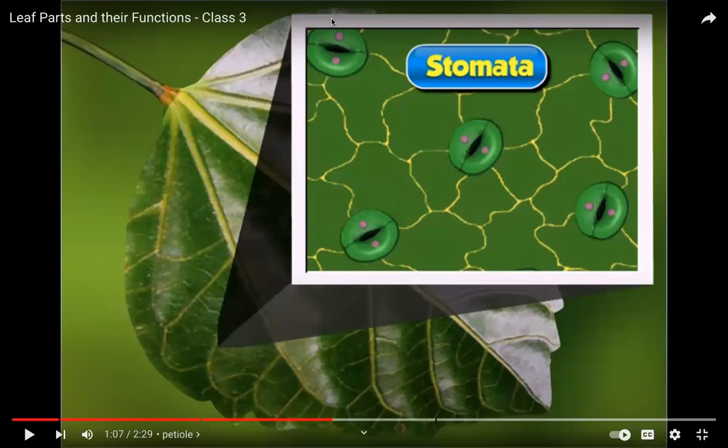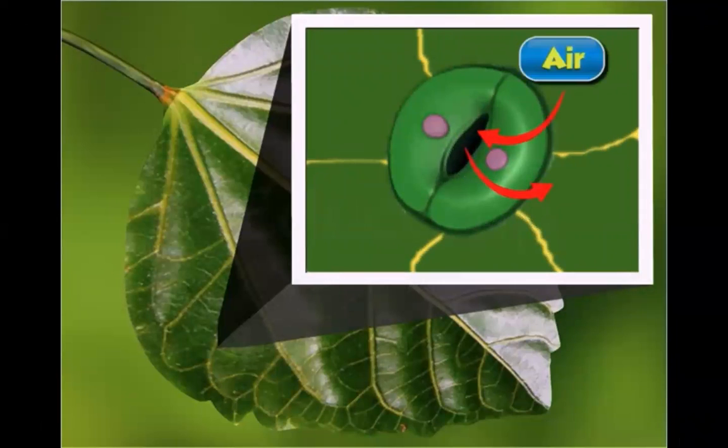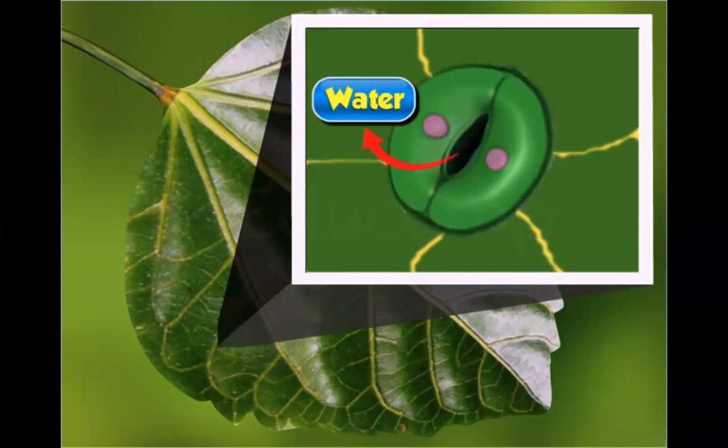So have you understood, Debangshu? During the daytime, the stomata breathes in carbon dioxide and releases the oxygen. And during night, it takes in oxygen and breathes out carbon dioxide. Is it clear, Debangshu? Yes, ma'am. Great. Through stomata, plants take in and release air. Plants also lose their extra water through stomata.